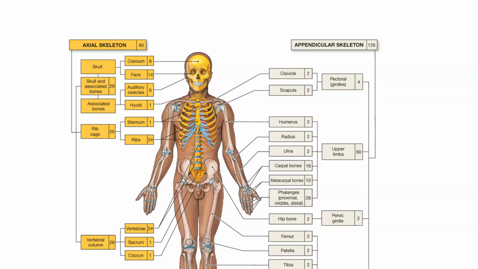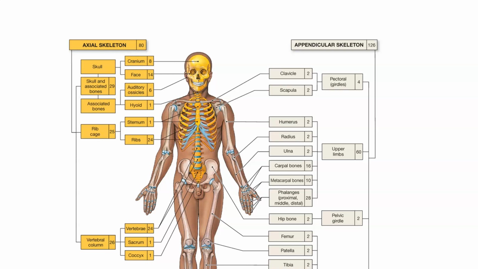Then there are auditory ossicles that are in your ears, and the hyoid bone that's in your neck region. There's the sternum, which is your breastbone, and the ribs that together form the rib cage. And then there are the vertebrae: the cervical vertebrae in the neck, the thoracic vertebrae in the chest region, and the lumbar vertebrae in the lower back. And then, of course, you have the sacrum and the coccyx.